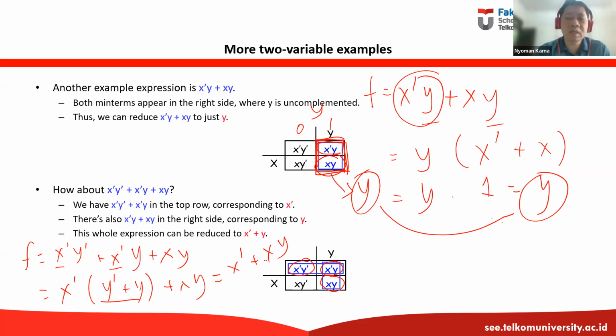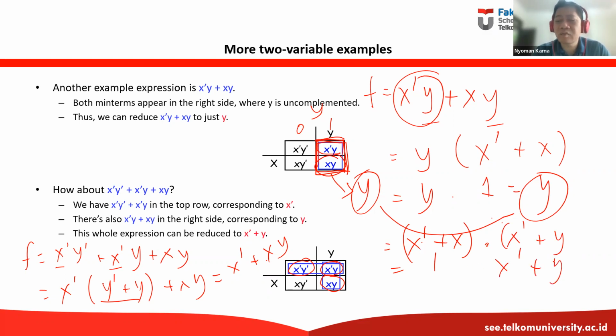Now we can use the distributive law, but use the distributive law that only works on Boolean. We can use x naught plus x times x naught plus y. x naught plus x is 1. Okay, so it will become only x naught plus y.